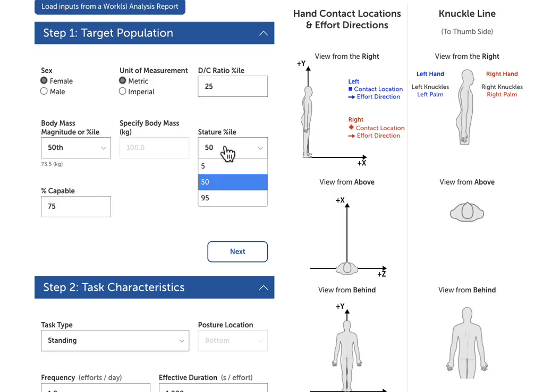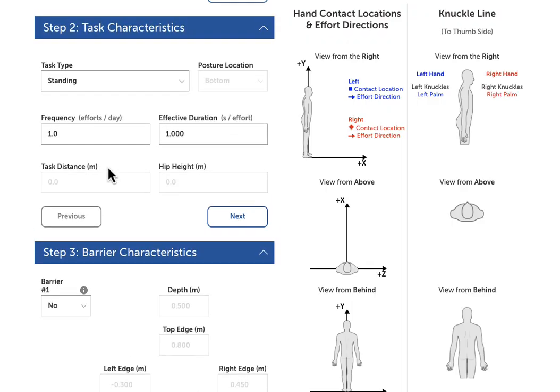You can pick one of 3 statures, and again, these are shown graphically here, and the value is indicated. So we're going to use the 50th percentile female, and as is mostly the case, we're going to use a 75% capable, meaning that this task will be acceptable to all but the quote-unquote weakest female, 25th percentile female and lower, or 25th percentile male and lower, depending on what you pick.